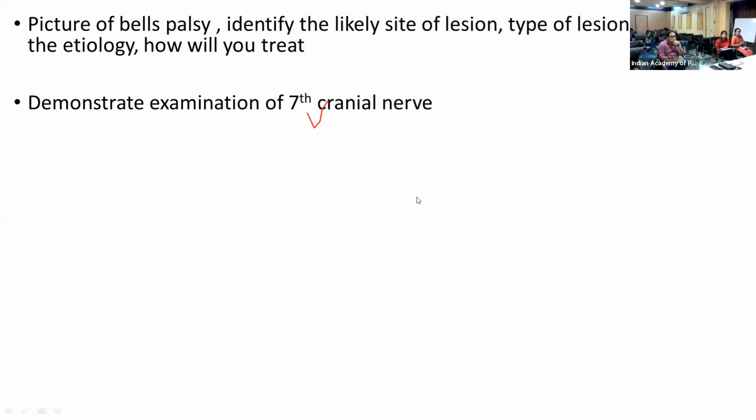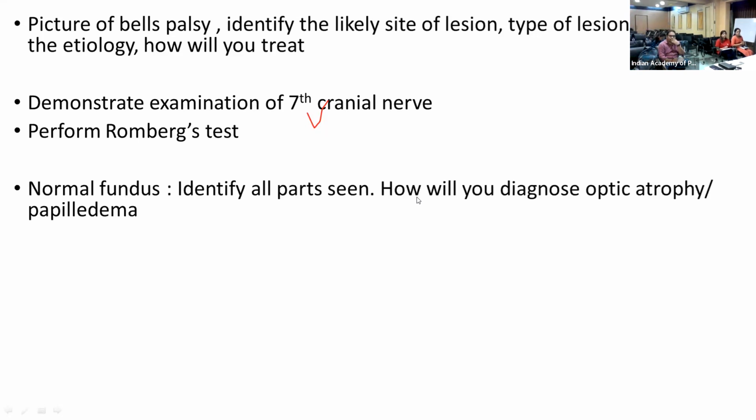Demonstrate the examination of the seventh cranial nerve. Can you answer this now? Perform Romberg's test. So the normal fundus, identify all the parts, and how will you identify optic atrophy and papilledema?